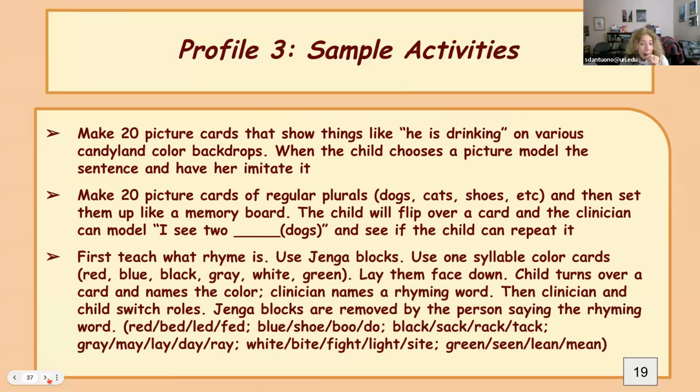You can teach what a rhyme is, use Jenga blocks, use one syllable color cards, red, blue, black, gray, white, green. Lay them face down. Child turns over a card and names the color. Clinician names a rhyming word. Then clinician and child switch roles, right? So red, bed, lead, fed, blue, shoe, voodoo, black, sack. So you're trying to get them to think of a word that rhymes. It doesn't even have to be a real word. You can tell them it can be a fake word. Depending, of course, all of these depend on the child's level, right?